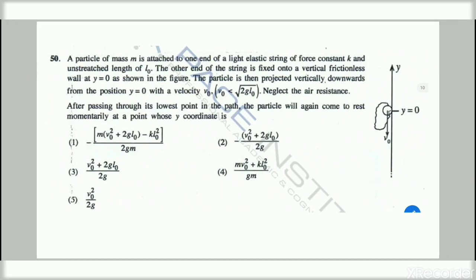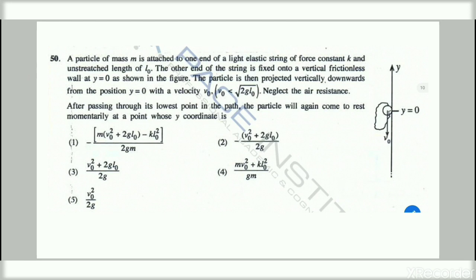A particle of mass m is attached to one end of a light elastic string of force constant k and unstretched length of L naught. The other end of the string is fixed into a vertical frictionless wall at y equals 0 as shown in the figure. The particle is then projected vertically downwards from the position y equals 0 with a velocity v0, and v0 is less than root 2gl0. Neglect the air resistance. After passing through its lowest point in the path, the particle will again come to rest momentarily at a point whose y coordinate is.